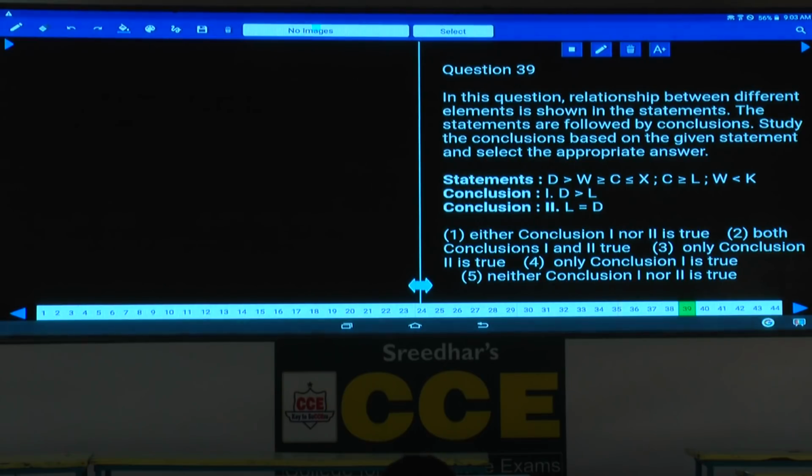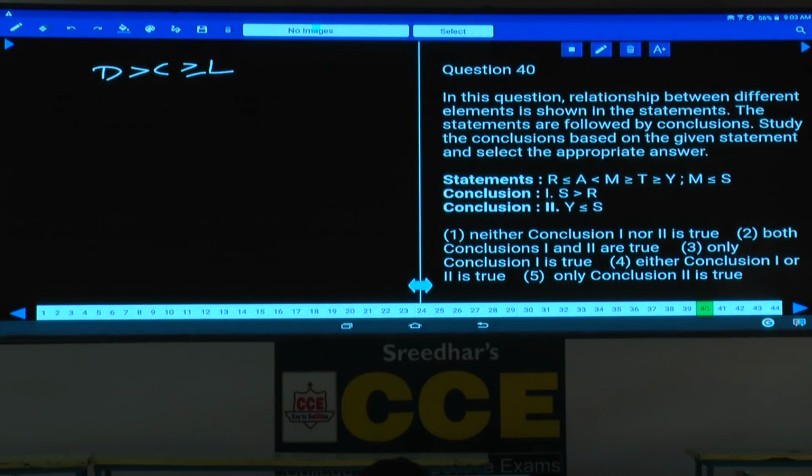Now in this question number 39 again, the conclusions are in between D and L only. Hence find out the relation between D and L. Now between D and L, what is the letter which is common? C is common. D greater than C, C greater than or equals to L. Now between D and L, which symbol is common? Greater than. Hence D greater than L is definitely true and D equals to L is false. Hence what is your answer here? Only conclusion 1 and it is given in choice 4. Hence 39, choice 4 is the answer.